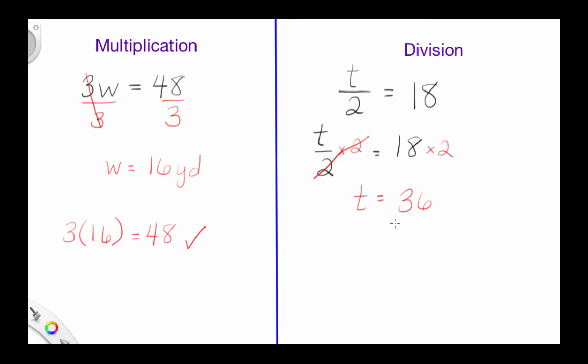So that means they found $36 in the couch and split it up among each other. And if we wanted to check that, we would just substitute it in. 36 divided by 2 does equal 18, so we are right.